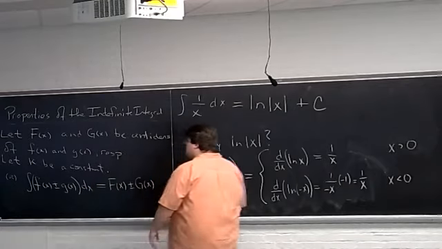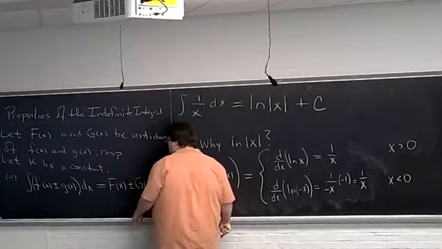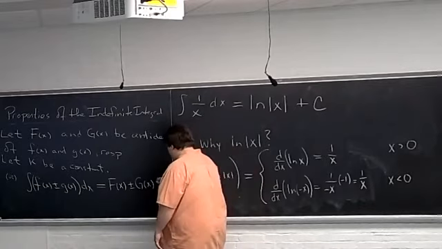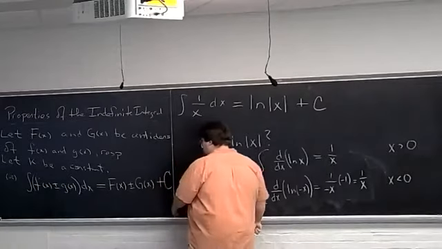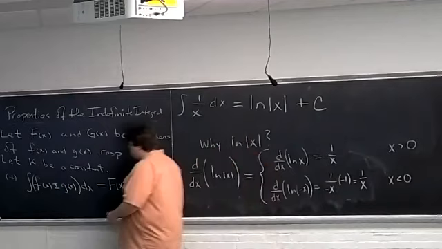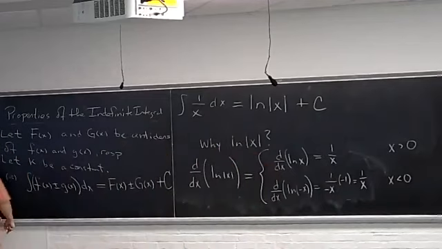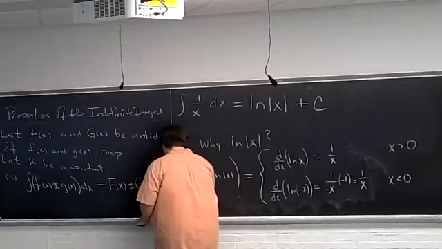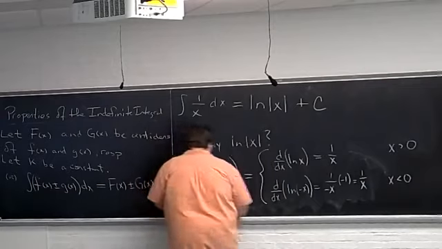So the derivative of capital F is lowercase f, the derivative of capital G is lowercase g. But we need all antiderivatives, so we have our constant. That's a plus c, that they kind of ran into each other. Plus c.